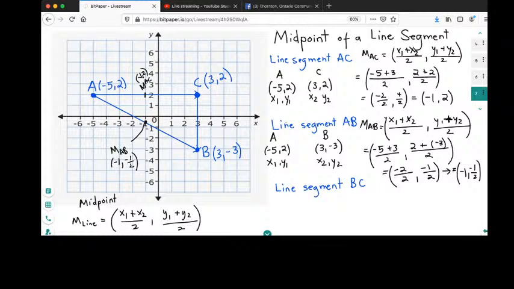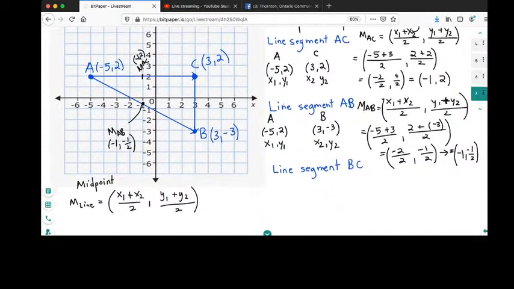Okay, last but not least, and again, like I said, we're not going to focus on this topic forever. It's not that crazy difficult of a topic. It's just that I need us to get through it so that we can understand lots of other stuff as well. So last but not least, we've got line segment BC. I want to put my numbers in first. So B is 3, -3, and that's going to be my x1, y1. And then I've got C, which is 3, 2, and that's going to be x2, y2.